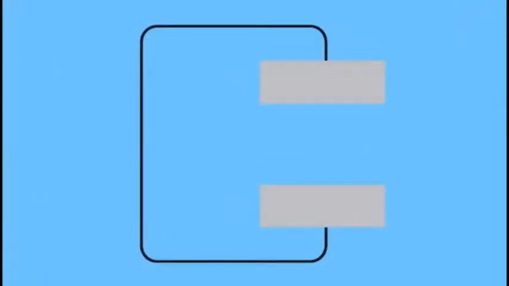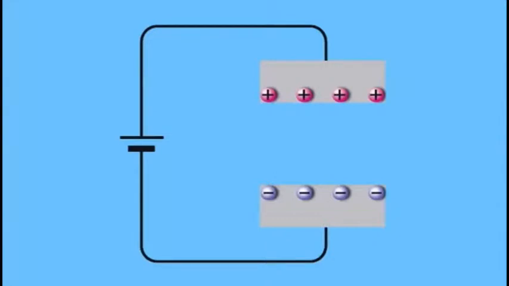While external appearance and structure may vary from capacitor to capacitor, the basic structure can be represented by a pair of electrodes. When voltage is applied between these electrodes, the electric charge accumulates on the surface of the electrodes.